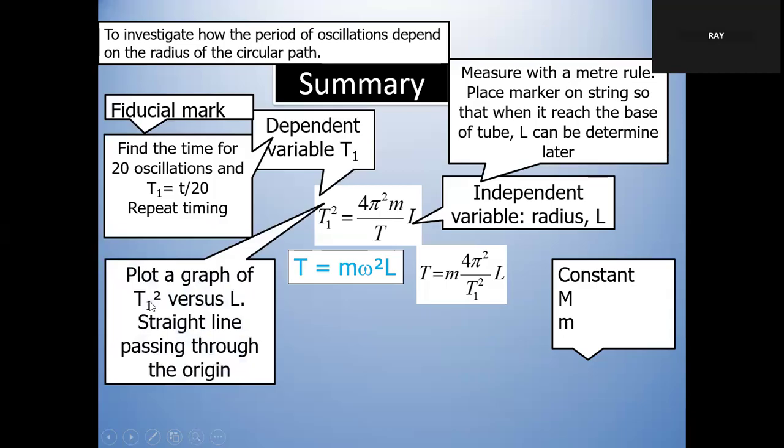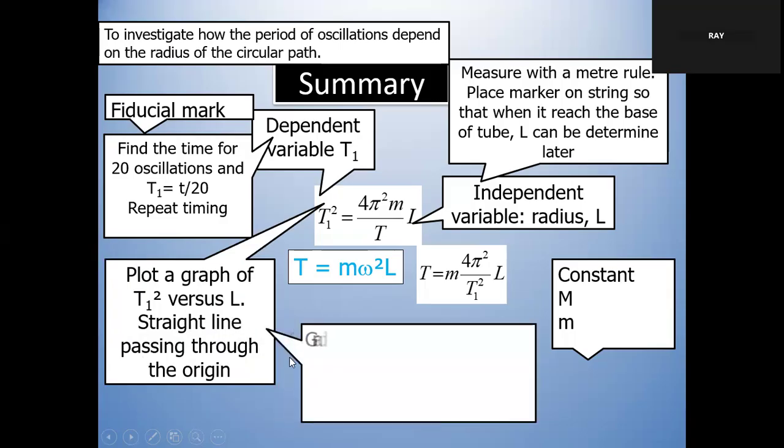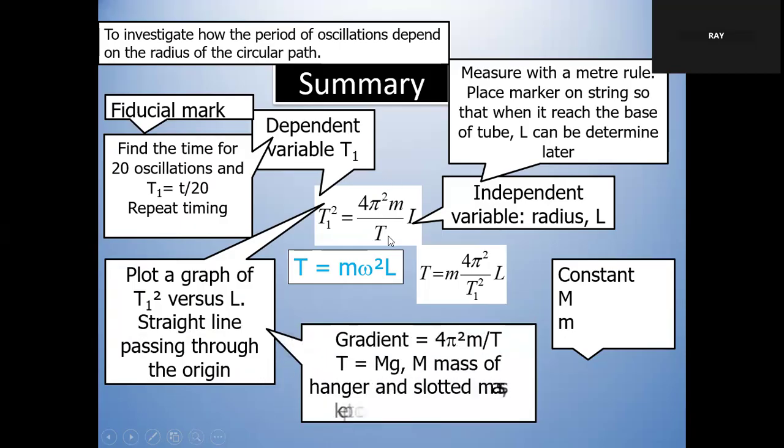And plot a graph of T1 squared against L. What do you expect the graph to be? A straight line passing through the origin. 1 or 2 marks. Then the gradient. And then T equals mg, where m is the mass of the hanger and slotted mass. We keep that constant. How do we measure the slotted mass? You can measure using a top-pan balance or electronic balance.